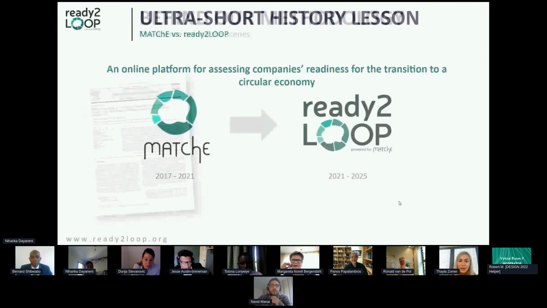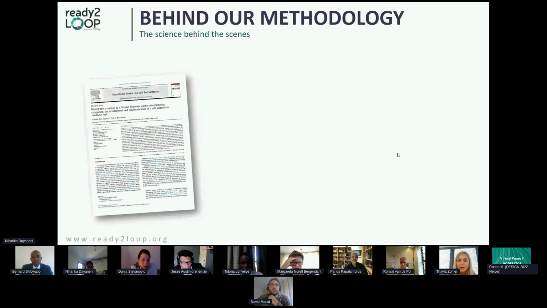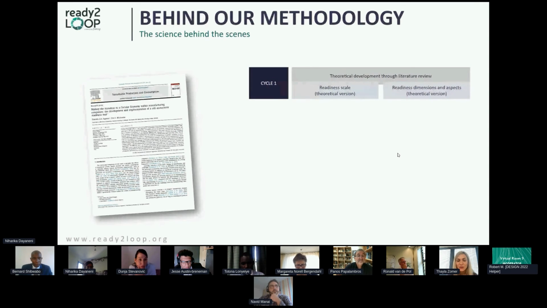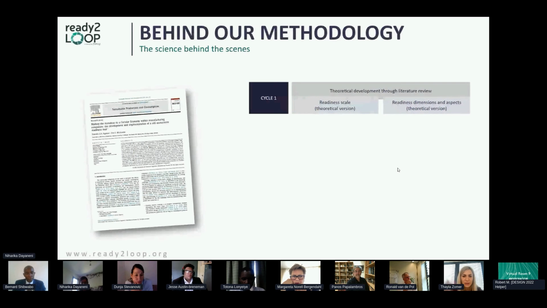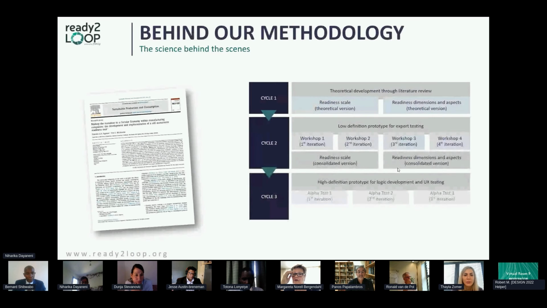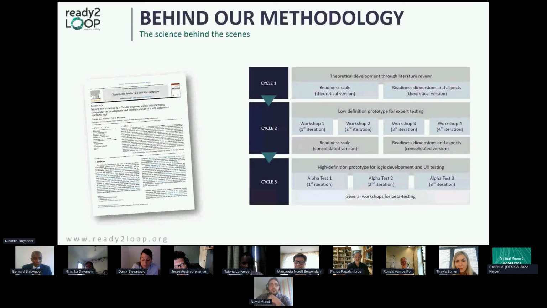This tool, like the other tools that we developed, is completely based on science. We take a science-based approach in the development of these tools. For Ready to Loop, we developed the platform based on scientific research. We did a systematic literature review, and after that we identified a range of dimensions and aspects of change that should be considered by companies. Then we did a validation in multiple workshops with experts and also companies to validate the approach. And we actually published a paper on the methodology.